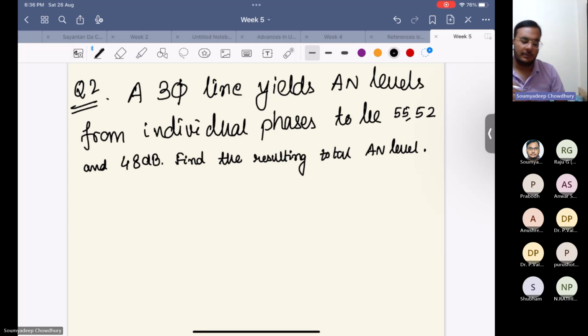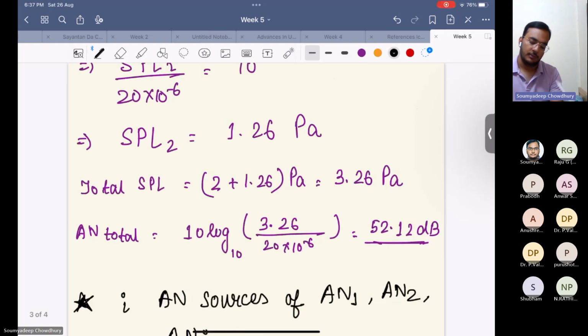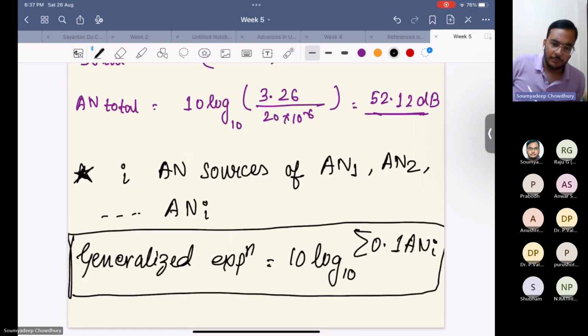So what is it telling? Basically, you have a three-phase transmission line, and each of the phases of the transmission line is yielding an audible noise level of 55 dB, 52 dB, and 48 dB. So you have to find the resulting total audible noise level. So everyone can give it a try. You have to basically use this equation: 10 log 10 of summation of 10 to the power 0.1 ANi.